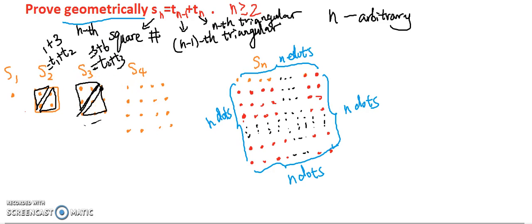So 1 dot on the first row, 2 dots on the second row, and 3 dots on the third row. So again, we proved that the third square number can be written as the second triangular number plus the third triangular number with the geometric shape. Okay, so after looking at the first 2 cases, we kind of figure out the pattern.